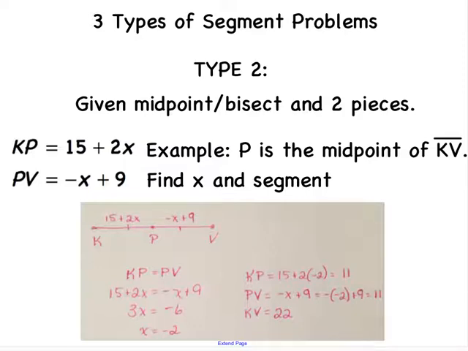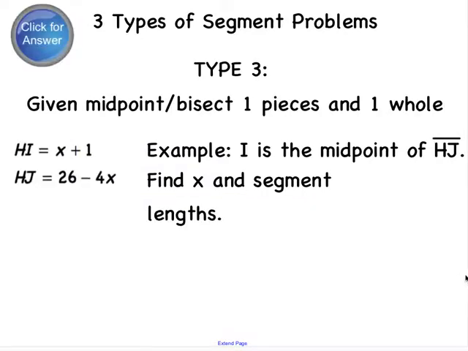So far, two types. The first type, I have two pieces of a whole set. I'm given the whole and two pieces. In this case, I'm given that something is the midpoint, and then I have the two pieces of that segment. There is a third type, and I think I need to do this one with you. So the third type is where you're given a midpoint or something's being bisected, and you're given one of the halves and the whole. So let's take a look at this.